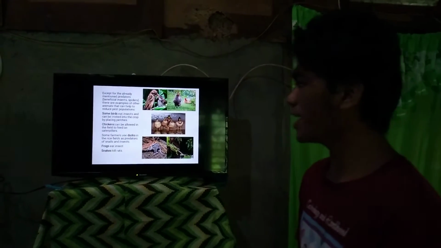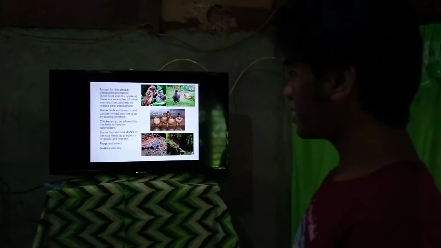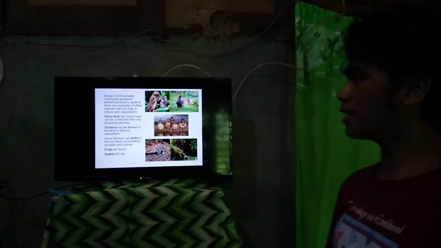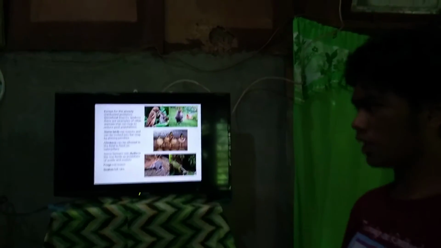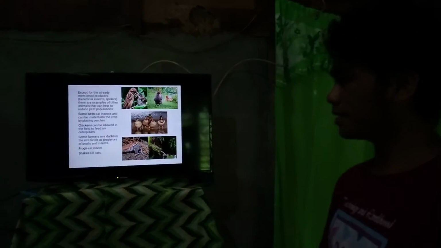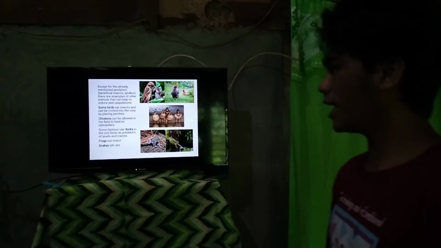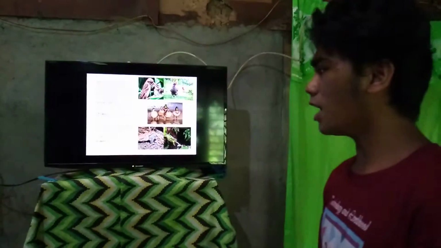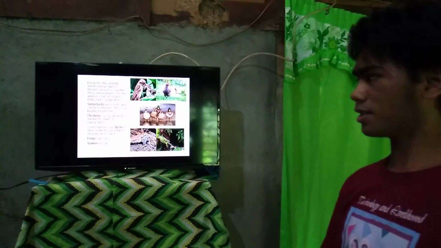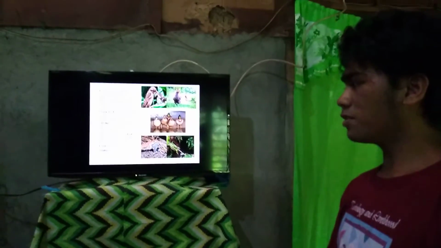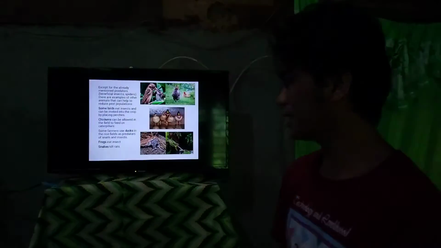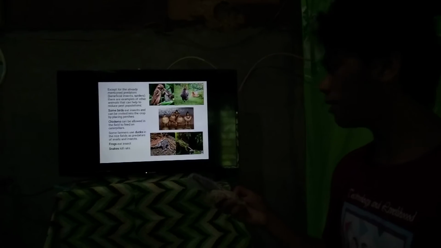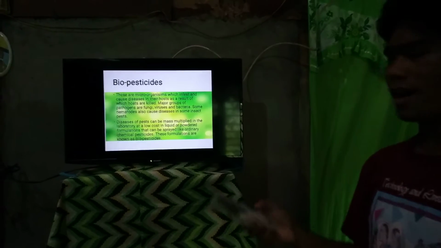Except for the already mentioned predators, these are examples of animals that can help to reduce pest populations. Some birds eat insects and can be invited to the crop by placing perches. So birds can also be predators. Chickens can be allowed in the field to feed on caterpillars. Some farmers use ducks in the rice field as predators of snails and insects. Frogs eat insects and snails, and snakes kill rats. So those are the predators.